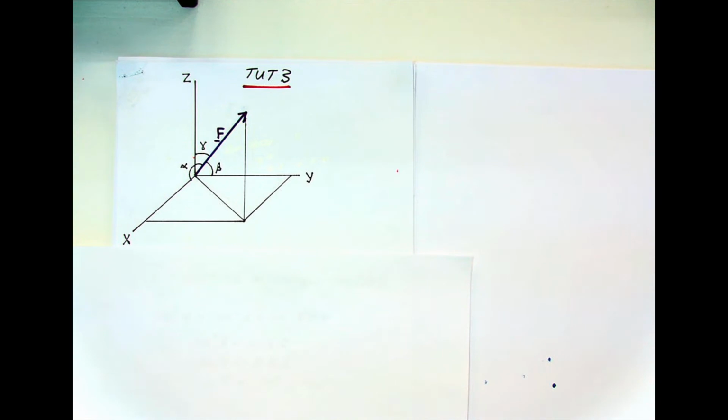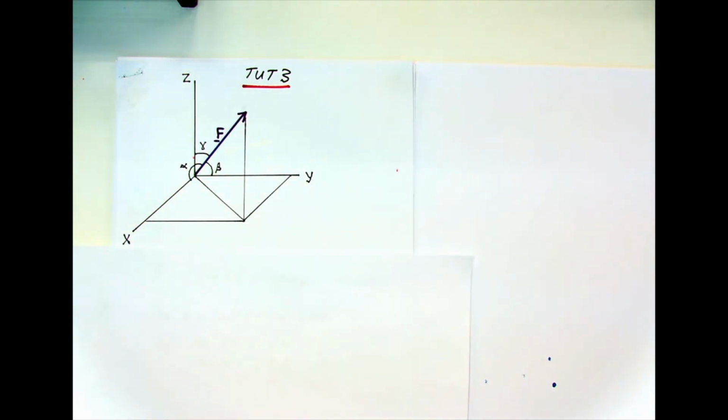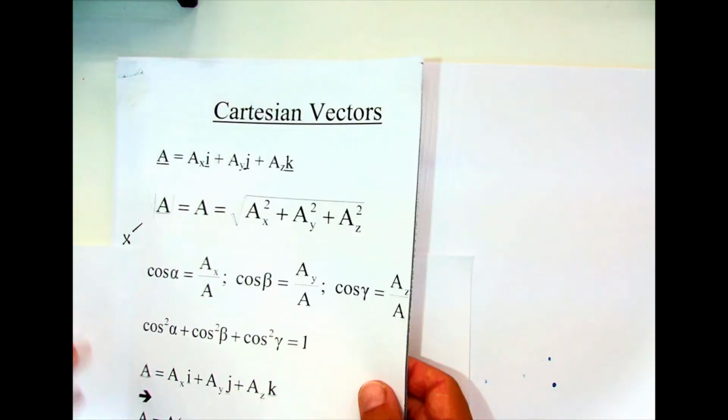Okay, let's start. Right, in TUT 3 today, you have to write forces as vectors. So, given a force, let's say I tell you the force is 100 newtons, and I ask you to write that force in terms of its components. The I component, J component, and the K component. In a Cartesian vector form, like this.